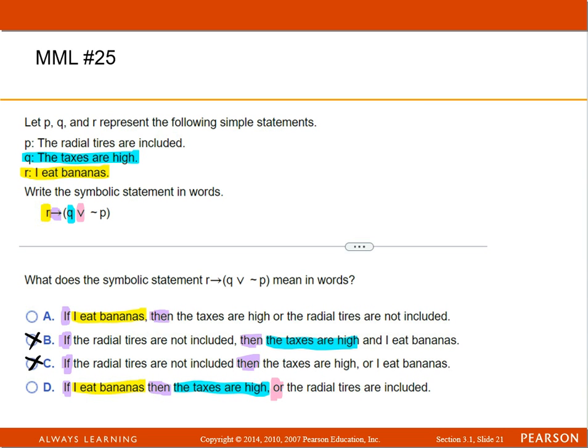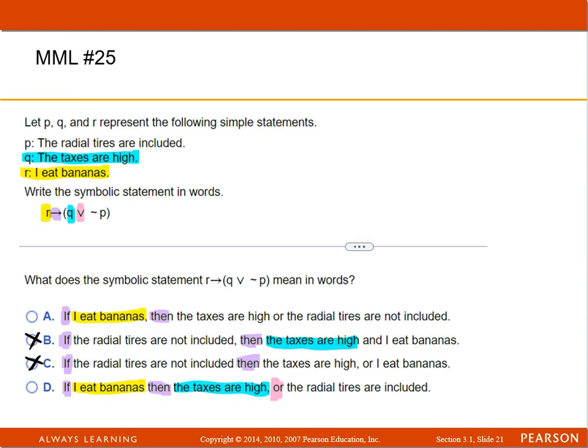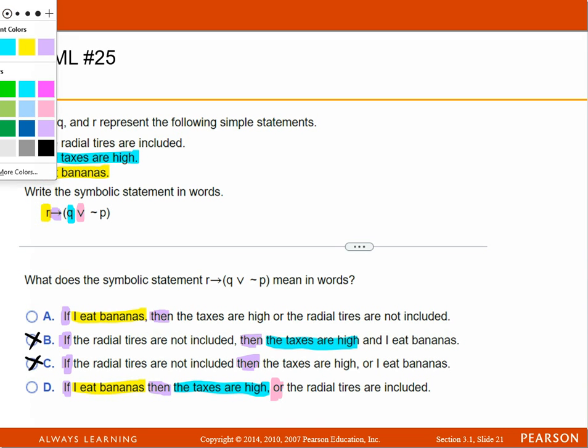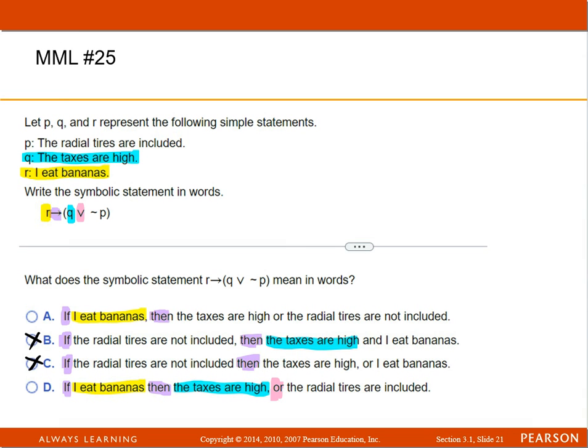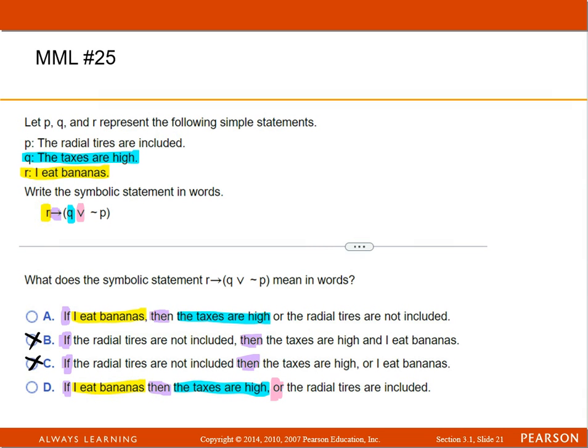Oy vey. This is the one I was supposed to be highlighting. The taxes are high. I don't know why I did this one. I had already eliminated that one. Come on, April. Wake up. Okay. So they're both the same there. The taxes are high. They both have an OR.